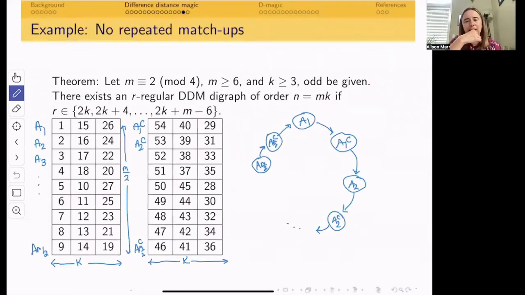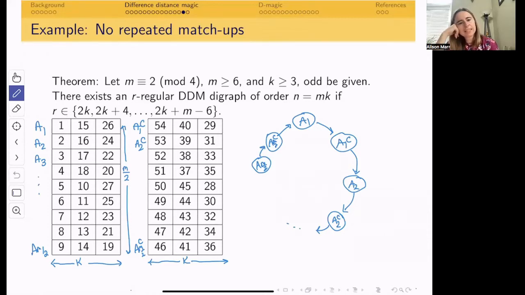Again, we're trying to relate this back to the idea in the undirected case. If M is a number congruent to 2 mod 4, and K is an odd number greater than or equal to 3, then we can create an R-regular difference distance magic digraph of order N, which is M times K. So it's an even value, a certain even times a certain odd. And we can do that for values of R that are 2K, 2K plus 4, 2K plus 8, all the way up to 2K plus M minus 6.